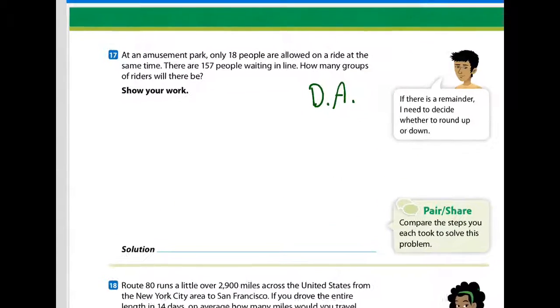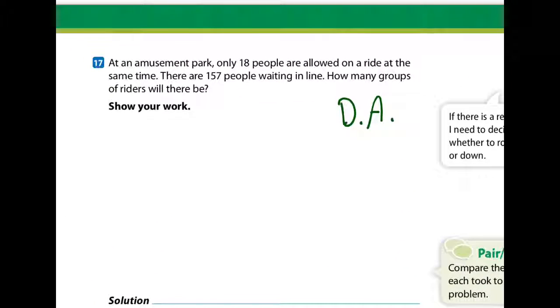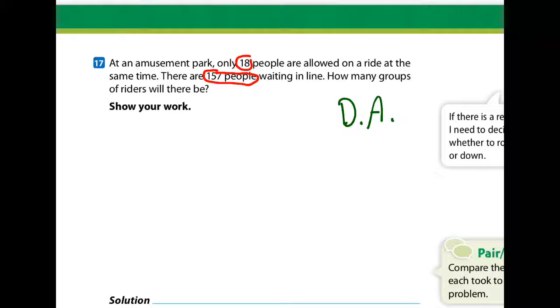Page 89, I said I would do division algorithm with this one too. This says, at an amusement park, only 18 people are allowed on a ride at the same time. There are 157 people waiting in line. So how many groups of riders will there be? So what we're doing is we're taking these 157 people and we're splitting them into groups of 18 because only 18 people are allowed on a ride at a time. So our answer, how many groups, is basically how many rides can there be.